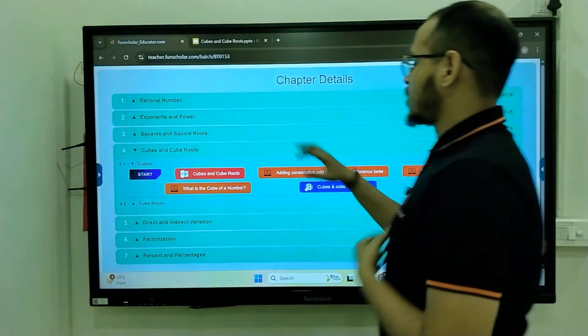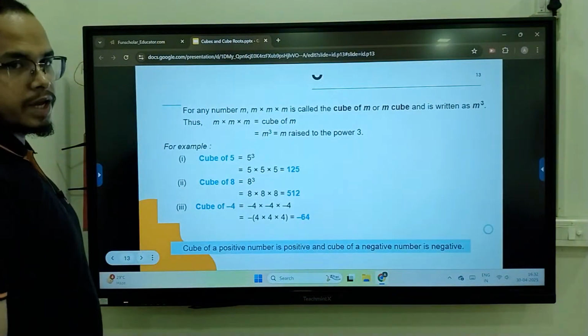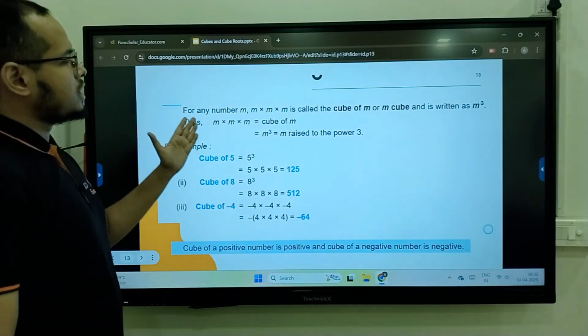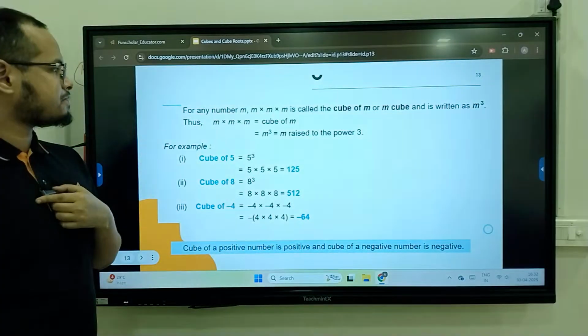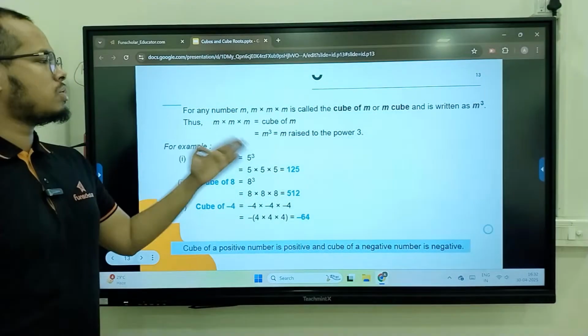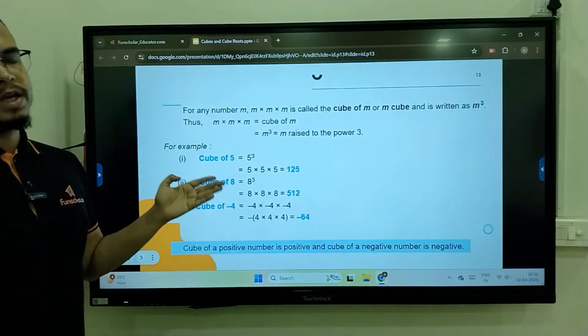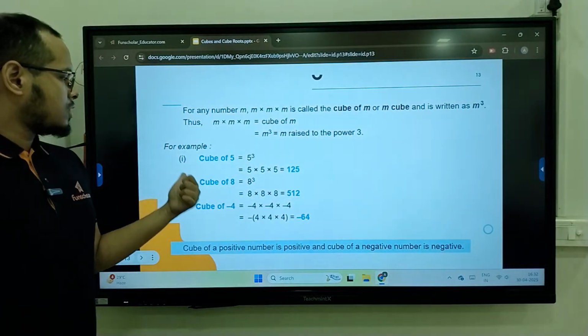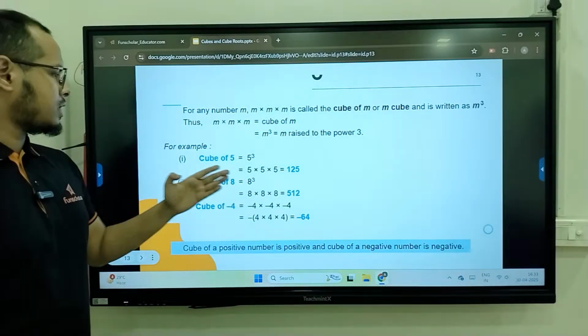Okay, we have covered that part. Let's head on to the second question. For any number, let the number be m. Then m cubed, or m raised to the power 3, is called the cube of m. Again, the cube of 5 is 5 into 5 into 5, which is 125.